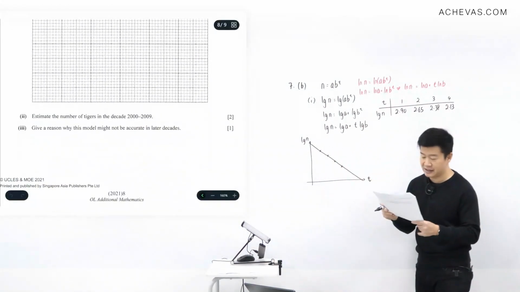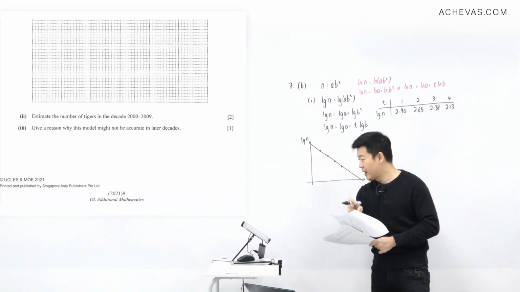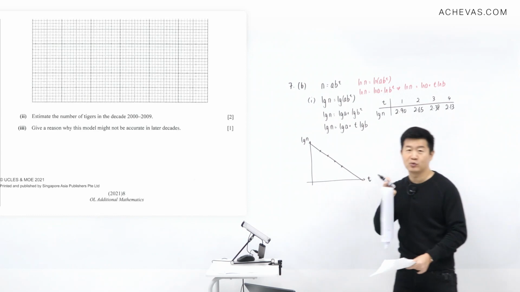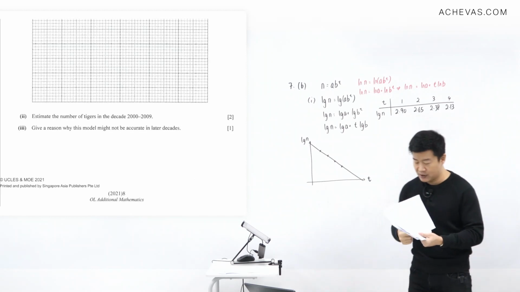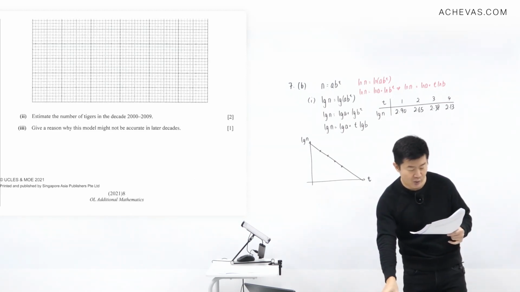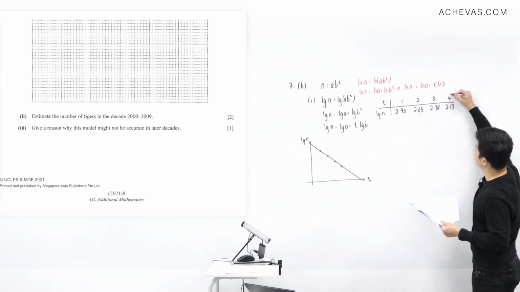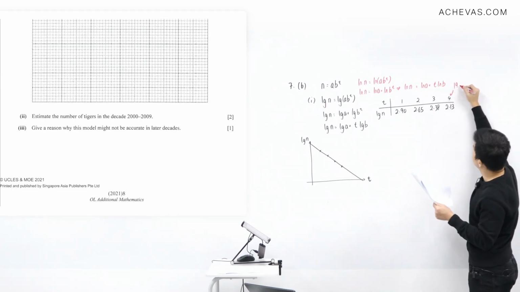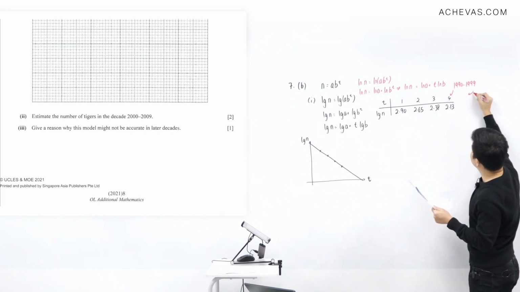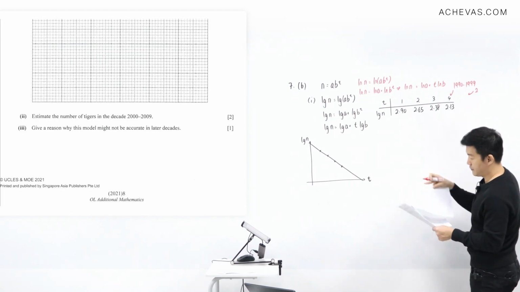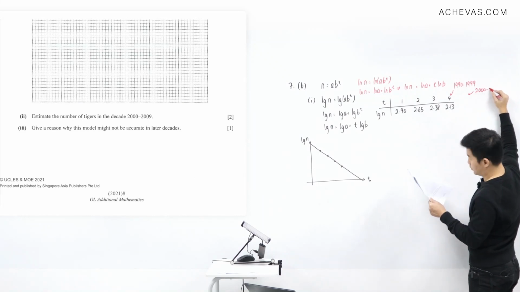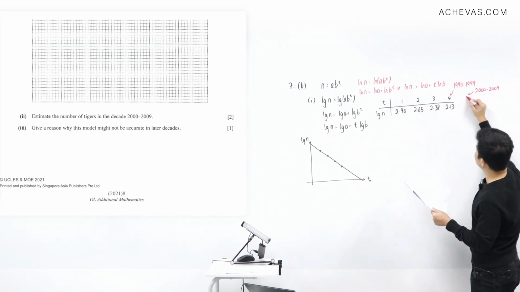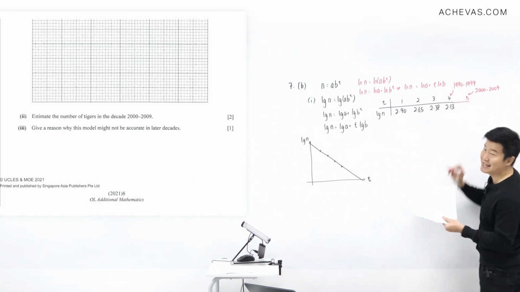we are supposed to estimate the number of tigers in the decade from 2000 to 2009. If you look at the question, 2000 to 2009 is not captured by the question, but the one that is the closest is this 4. This 4 here is 1990 to 1999, which means that the next decade, from the year 2000 to 2009, is going to be the next one. The next t is going to be equal to 5.